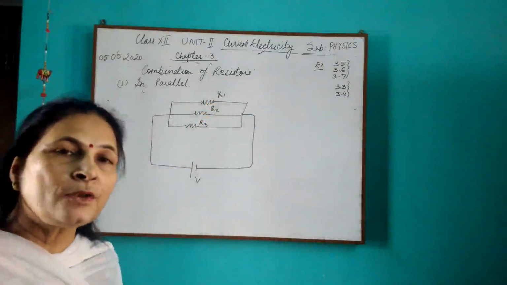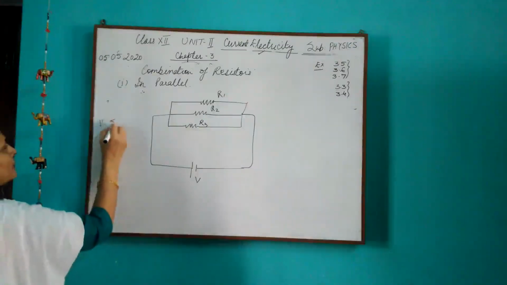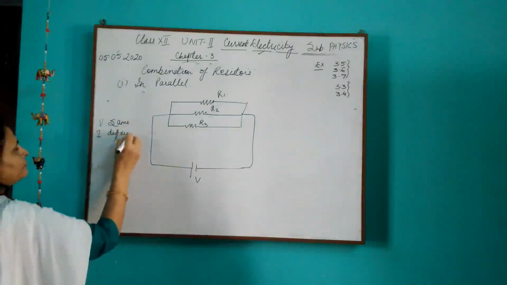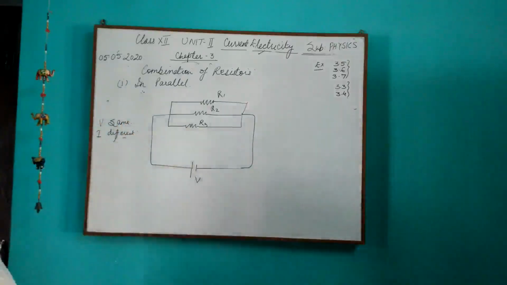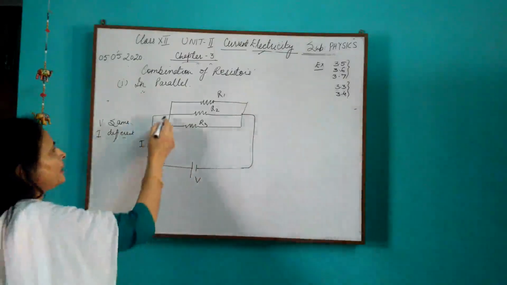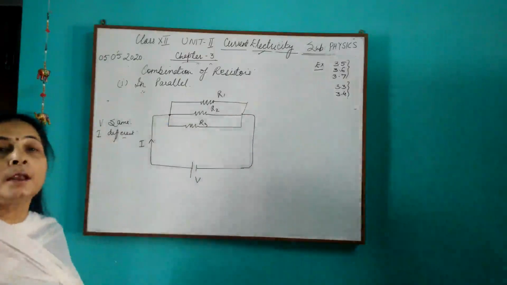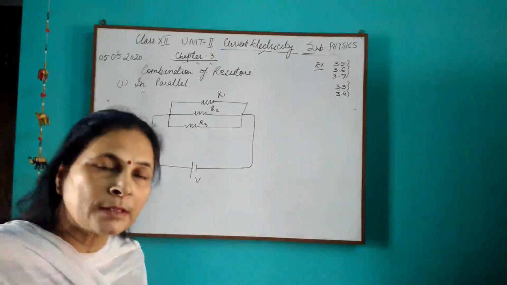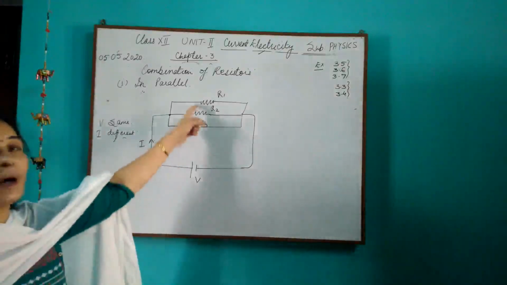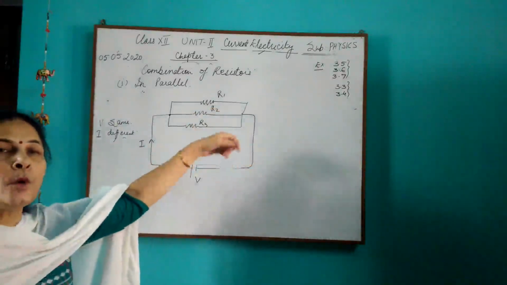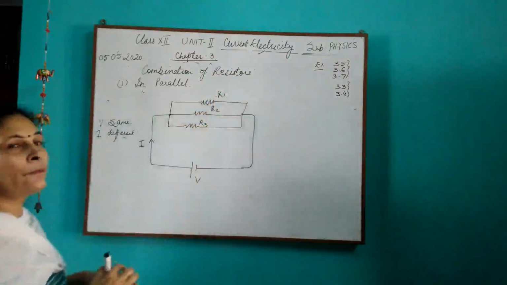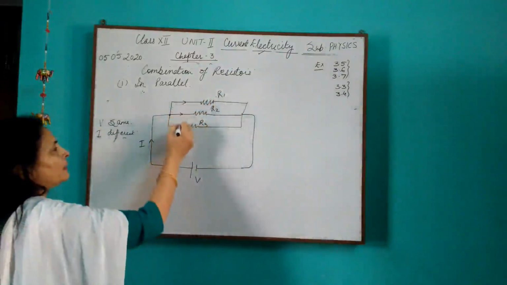Now in parallel combination, potential will remain the same, current will become different. How? Say the current supplied by the cell is I. Now on reaching this place, what will happen? Depending upon the value of resistance, the current will have an option to move in the three paths. Lower the resistance, more current can pass through that particular wire. So according to the resistors, the current will also be different.